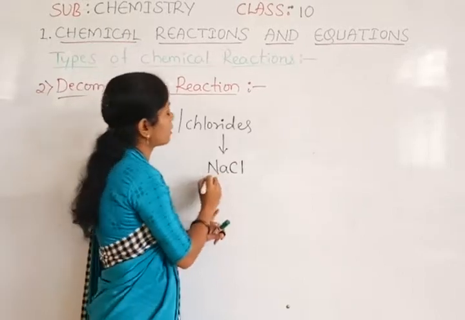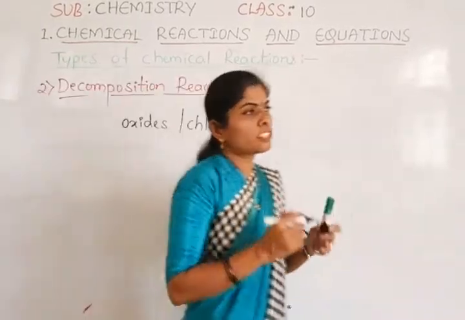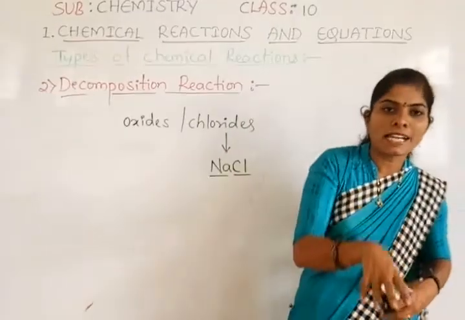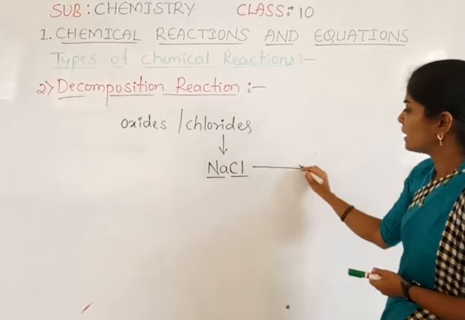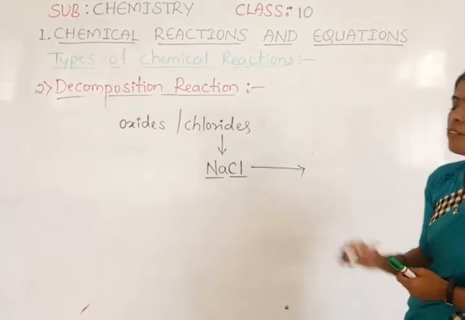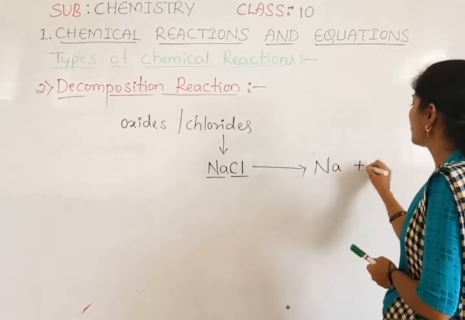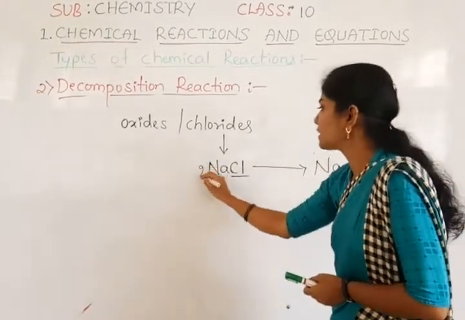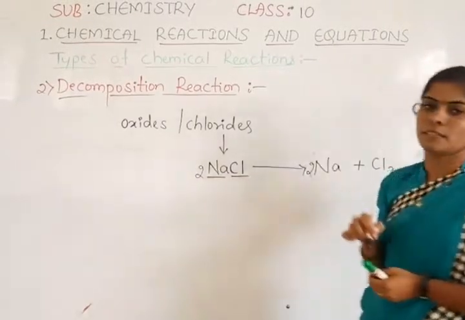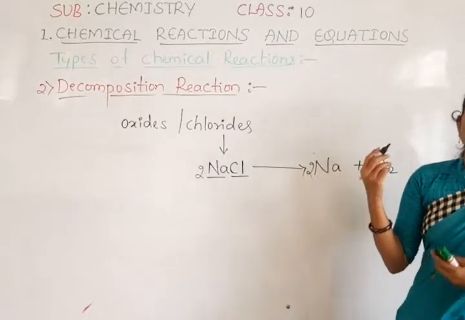So if we take some crystals of sodium chloride and pass electricity through them, what happens? The sodium chloride splits up into sodium metal and chlorine. Likewise the reaction takes place here. This is a use of the decomposition reaction.